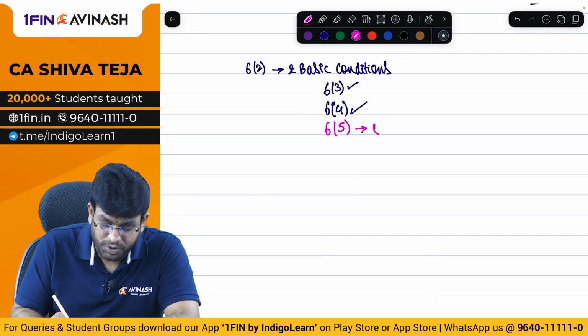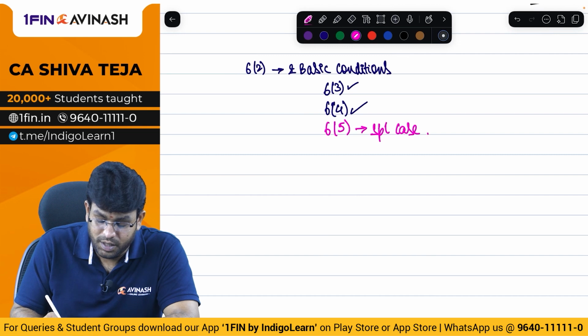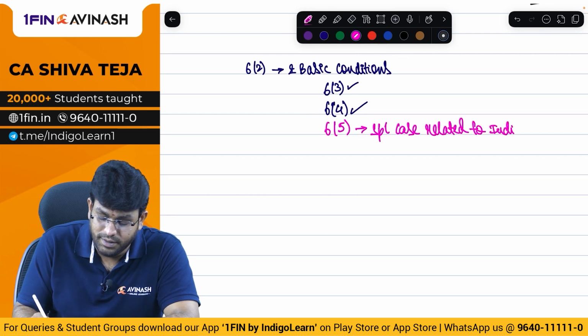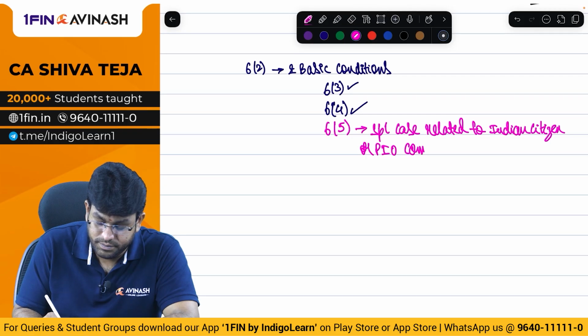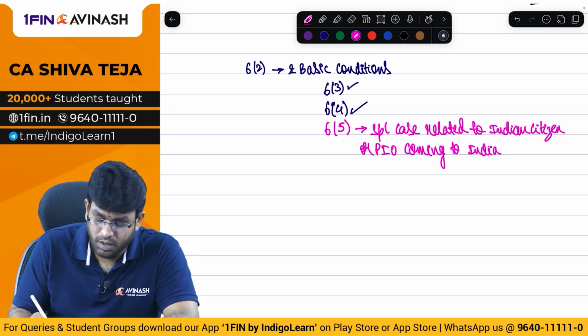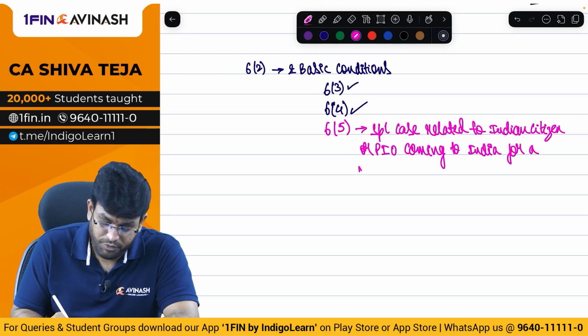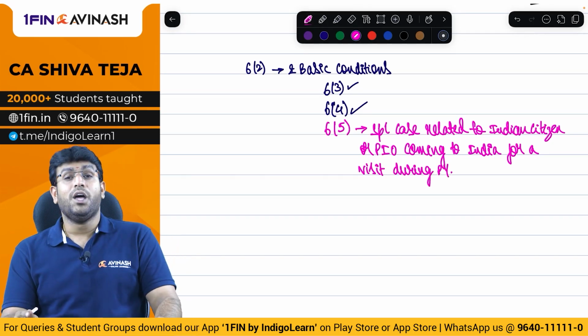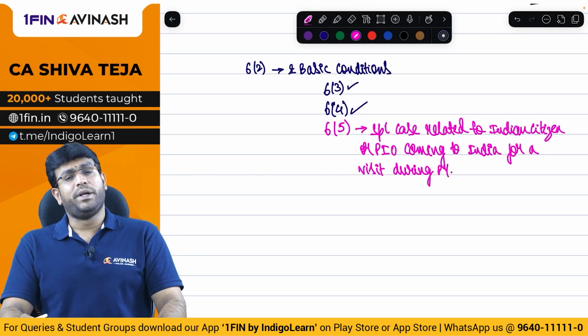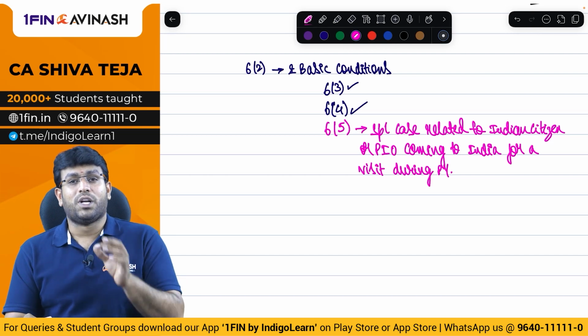And 6.5 talks about a special case related to Indian citizen or person of Indian origin who is coming to India for a visit during the previous year. What is the concept there? In the special case of an Indian citizen or a person of Indian origin who is coming to India for a visit during the previous year, what is the special point?